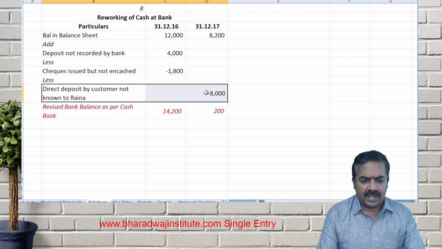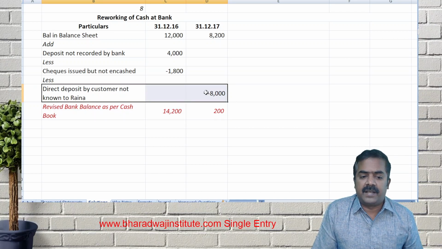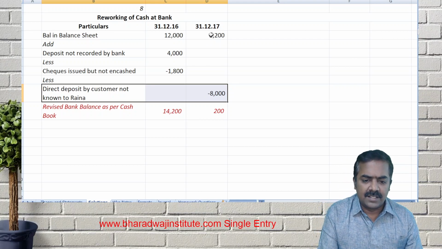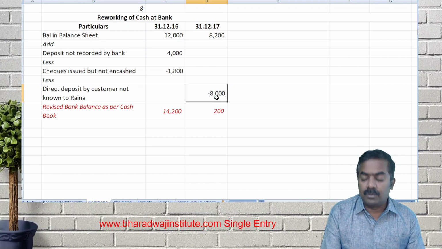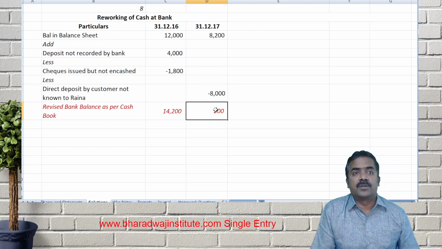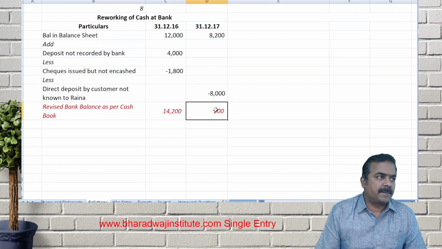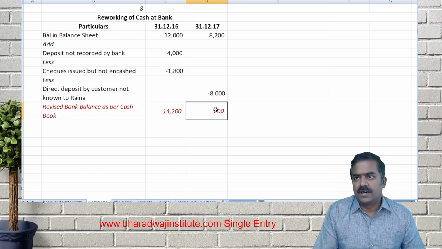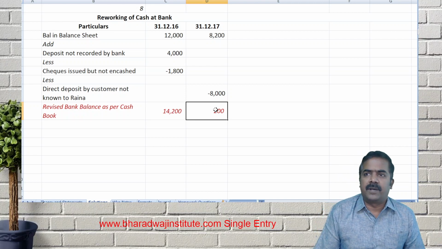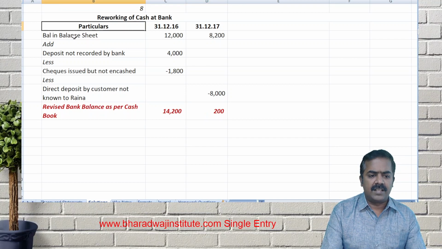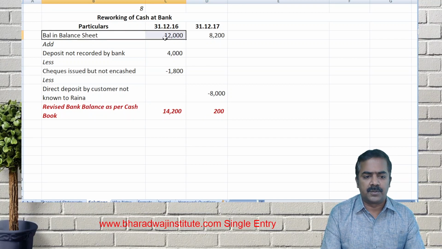Once again, direct deposit by customers, not known to us, which means this is recorded by the bank. This includes 8,000 rupees received from a customer, not known to us. At our book level, only 200 would have been the balance. Yes. Because we are preparing accounts for the trader. So take this. Once again, I repeat, balance as per bank statement is 12,000.